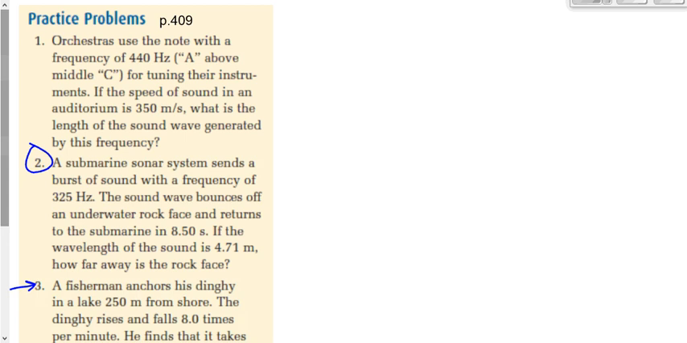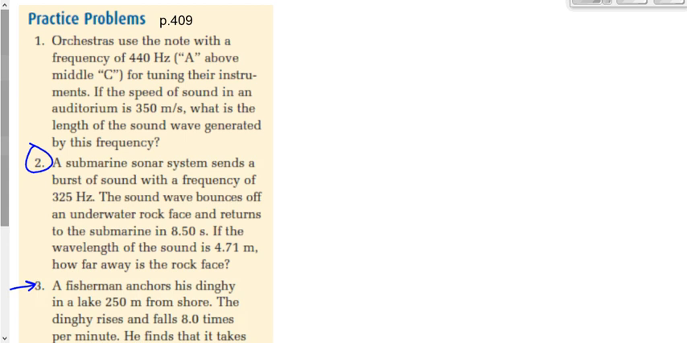Number 1 says orchestras use the note with a frequency of 440 hertz, A above middle C. I am not a music guy. I don't know my notes, okay, from anything. We'll trust this. A above middle C for tuning their instruments. The speed of the sound in an auditorium is 350 meters per second. What's the length of the sound wave generated by this frequency?